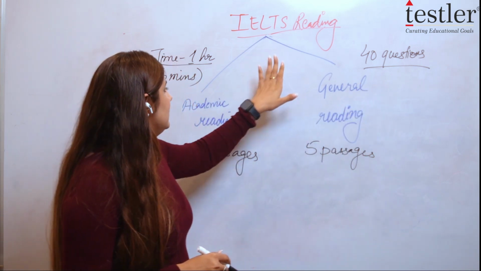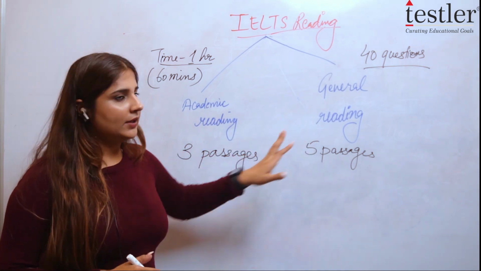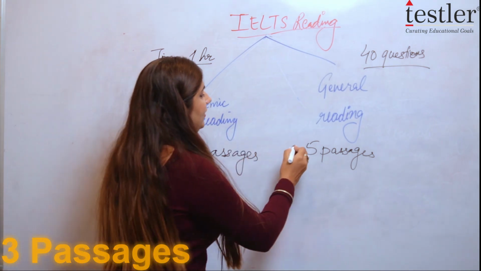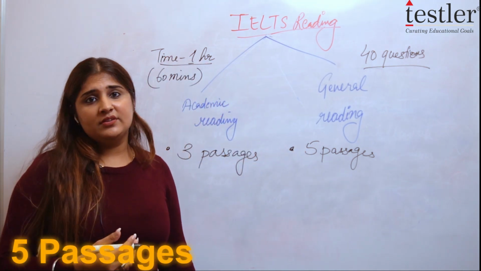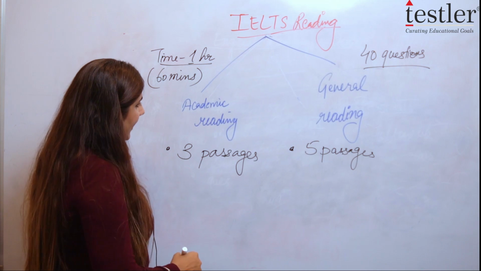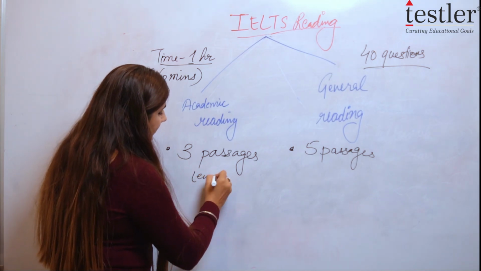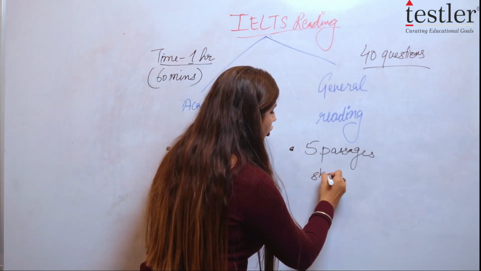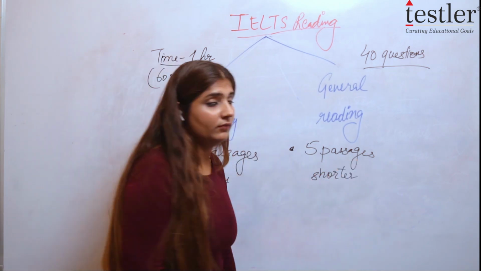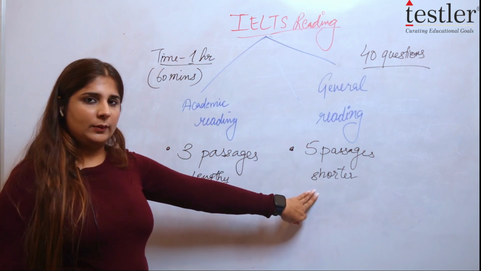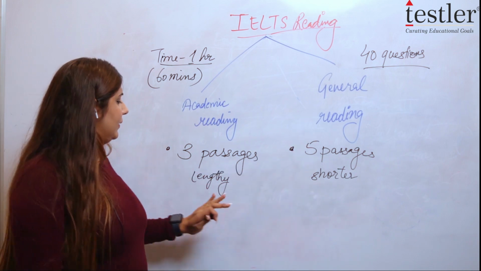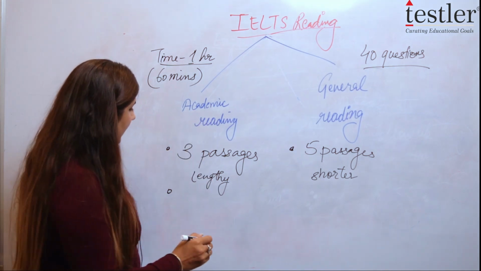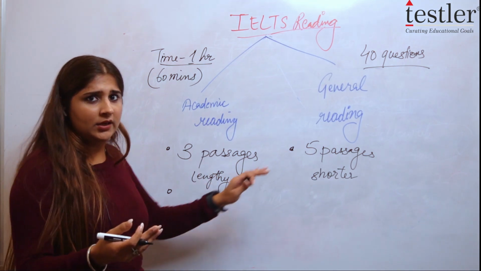Now, how is the academic reading different from general reading? In academic reading, you get 3 passages, but in general reading, you get 5 passages. Now, what is the difference in these passages? In the academic reading, the passages are a little lengthy, but in case of general reading, these are shorter ones. Such kind of 5 short passages will be given. But the number of questions is the same, 40 here, 40 there.